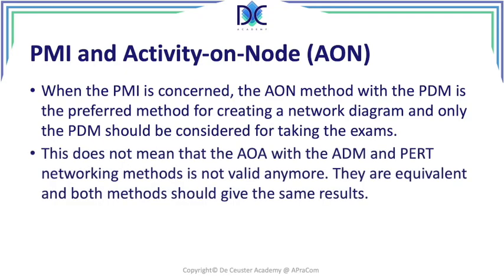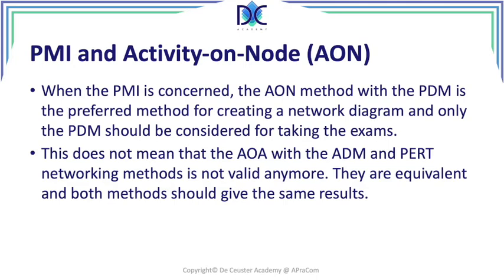Now, the thing is that the activity on arrow methods, with the arrow diagramming method and the program evaluation and review technique, are still valid. They are basically equivalent methods, and both methods should give the same result. So whether you use an activity on the arrow or an activity on the node networking method, the end result should be the same. Some people will still prefer the arrow diagramming method or the PERT method. It has some very interesting features. It's very elegant, and it's very nice to present the network diagram for people who are looking at it. It's quite interesting. I like it in a way.